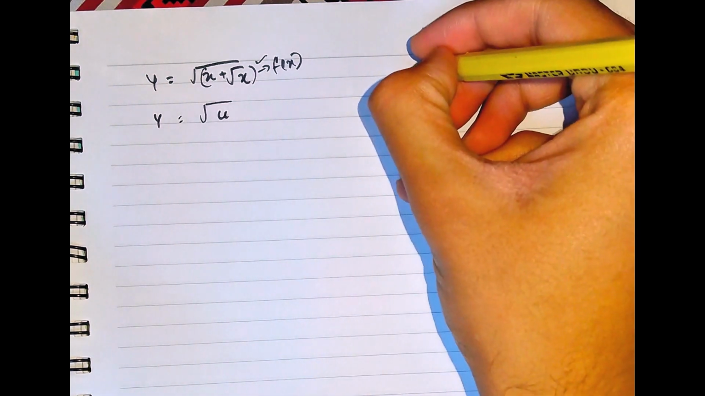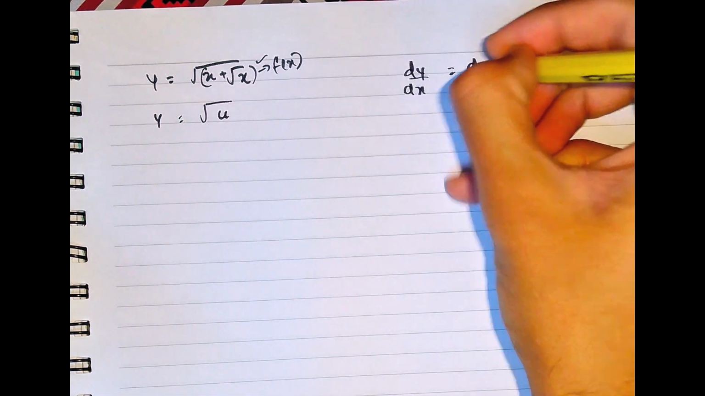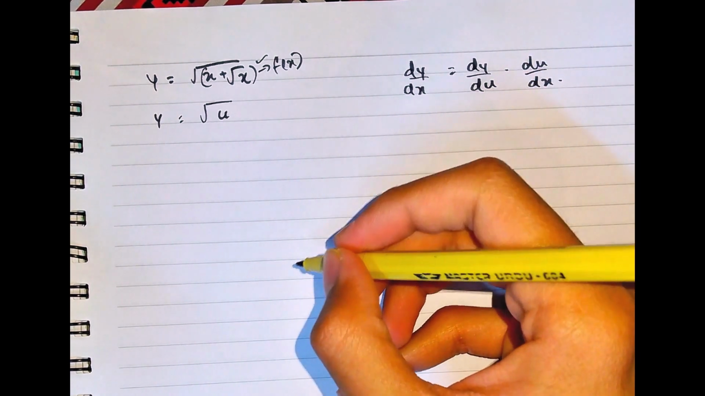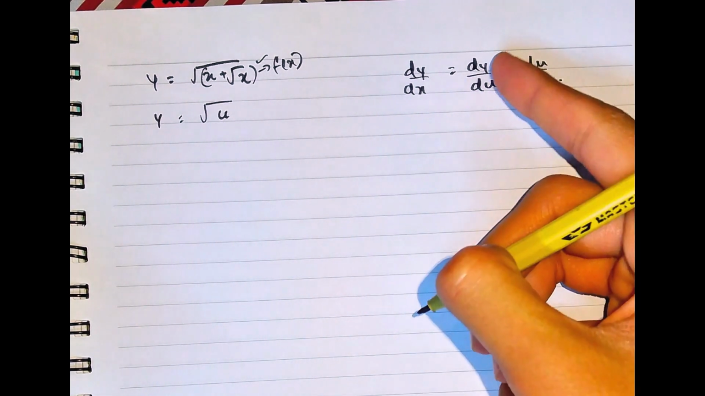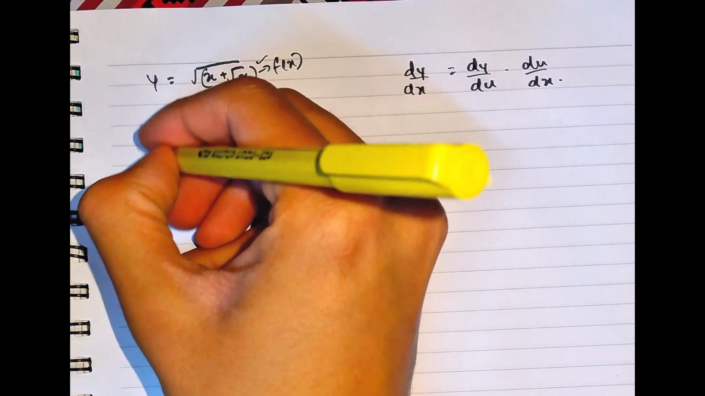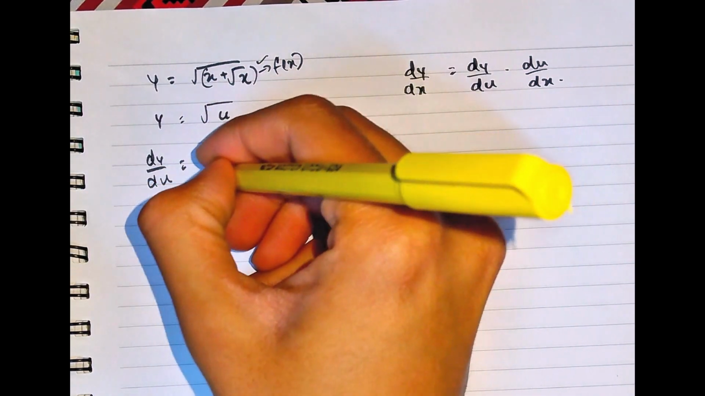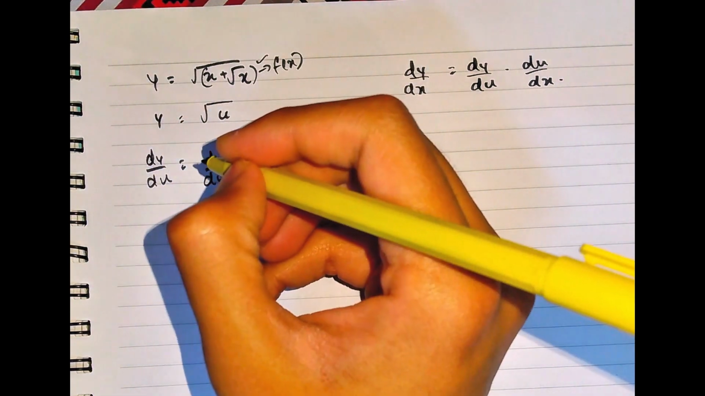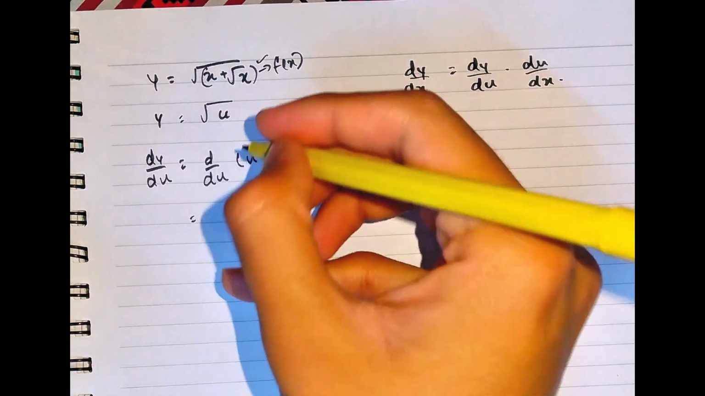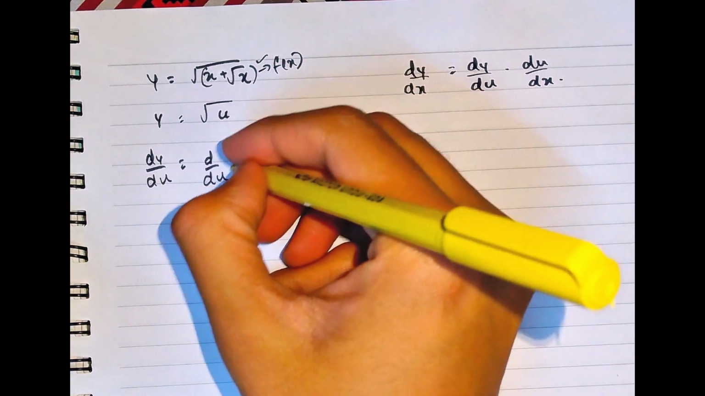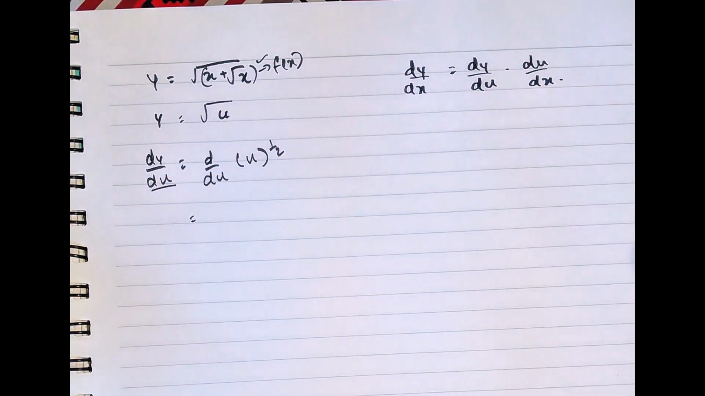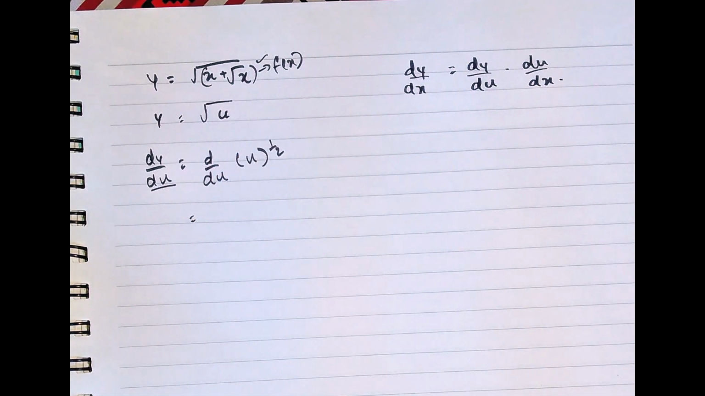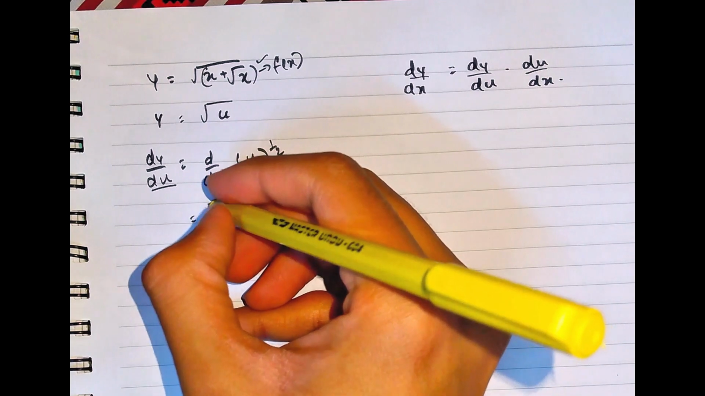Now we know that the chain rule says that dy/dx is dy/du times du/dx. So first of all, we have to find the derivative of y with respect to u. That's simply dy/du equal to d/du of u^(1/2). And remember, the thing which is present in the denominator of the differential is actually present on the left hand side of the equation. Here du is in the denominator of the differential, so on the left hand side we have u as a variable. Okay, let's see how we can evaluate this.